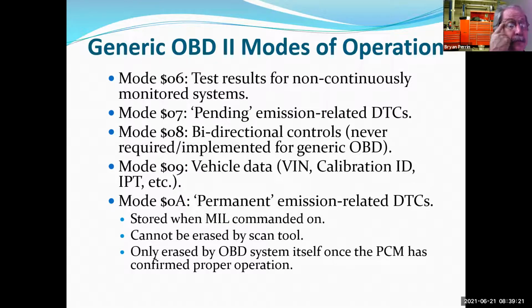When I erase the codes using a scan tool, it will not be erased from mode 0A. It's only erased by the OBD2 system itself once the PCM has confirmed proper operation. So even disconnecting the battery will not erase codes from mode 0A. The only way I can get rid of codes from mode 0A is either the car is happy and it says, I'm fixed, I'm getting rid of this code, or reflashing or reprogramming the powertrain control module. That's it.